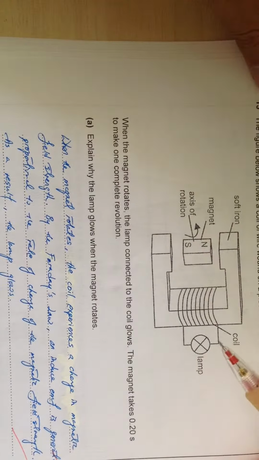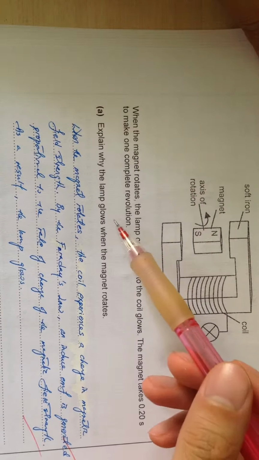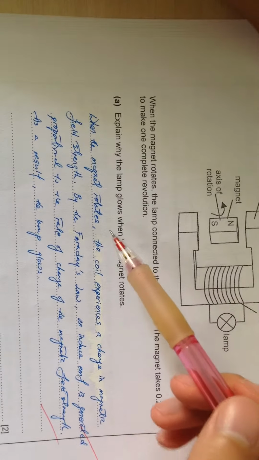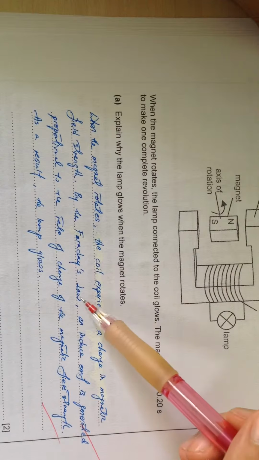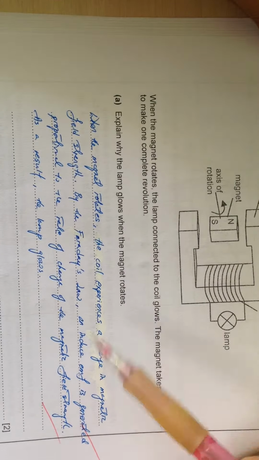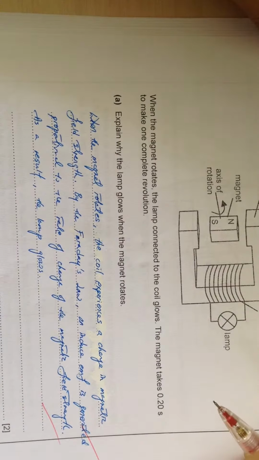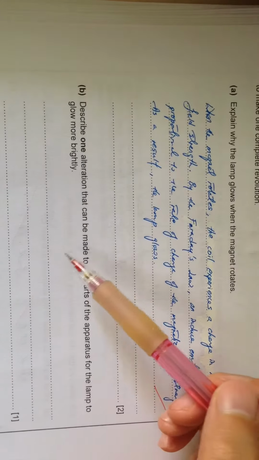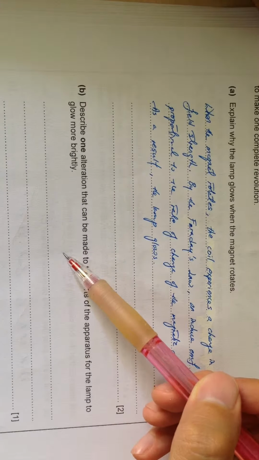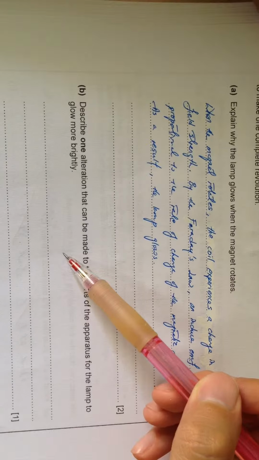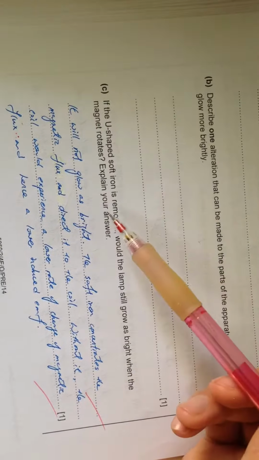Okay, question 15 is about your Faraday's law. So why the lamp glows, you have to point out that when the magnet starts rotating, the coil here is going to experience a change in magnetic field strength, and so by Faraday's law, there will be an induced EMF, and therefore your lamp actually glows. Okay, alterations, there are many alterations: increase the number of coils, stronger magnet, lower resistance wire, rotate faster. A lot of them. As long as you state one, you get the answer.